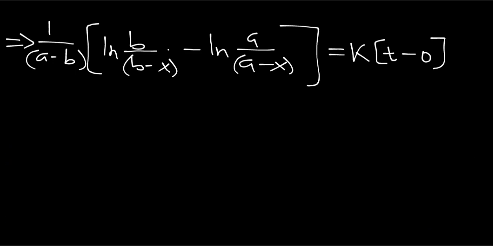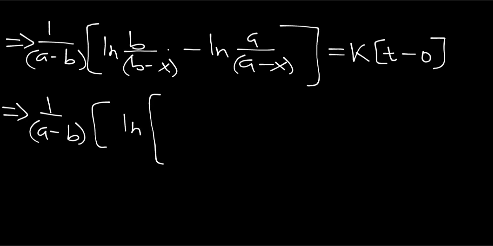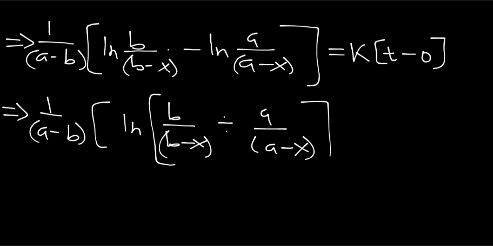Now, we are inching very close to the end of the derivation. What are we going to do with this stuff? So this is what you need to know: if you have ln A minus ln B, that should be ln of A divided by B, right? So I'm going to use that method here. That will make this 1 divided by A minus B, and this is going to be ln. So I actually have B divided by B minus X, and this will be divided by what? A divided by A minus X. So this is what I'm going to have.